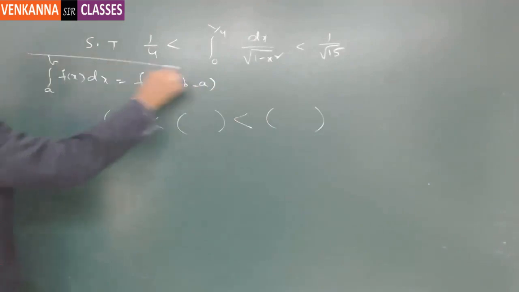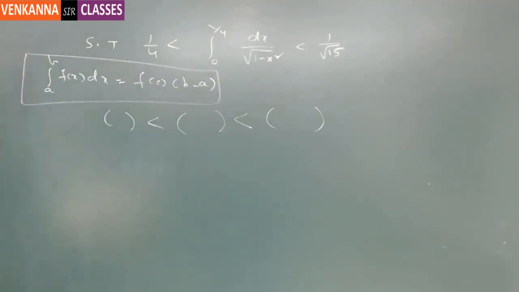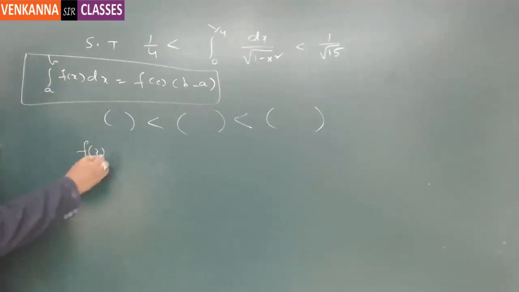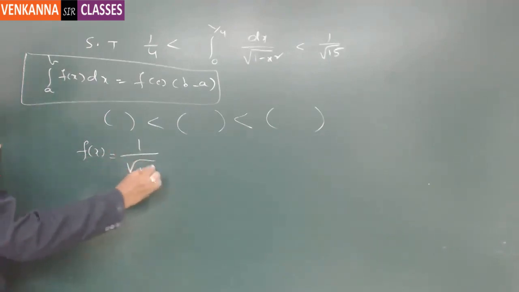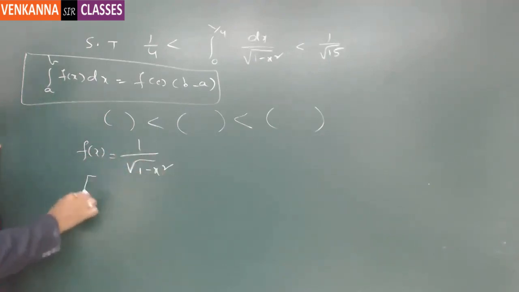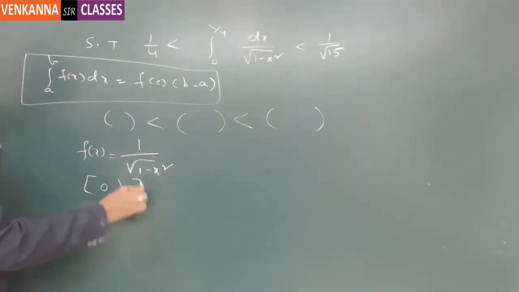This is the condition of the theorem. Now, to apply this result, what is the criterion? f must be a continuous function. Then only can you write integral a to b f of x dx is equal to f of c into b minus a. If you observe, the function is f of x equal to 1 by root 1 minus x square, and the interval is the closed interval 0 comma 1 by 4.